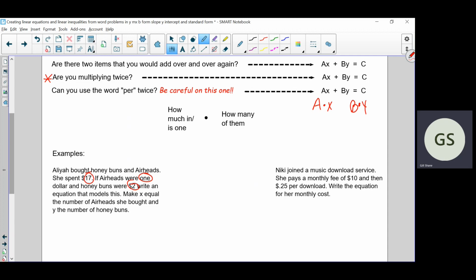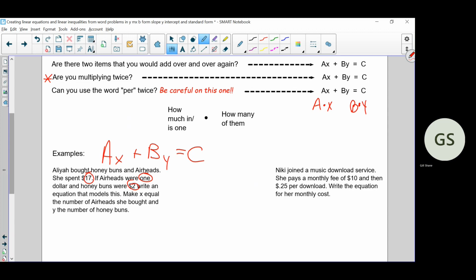Well, every time I buy an airhead, I'm going to multiply that times 1. Every time I buy a honey bun, I'm going to multiply that times 2. So yeah, I'm multiplying twice in that. So now I'm really sure this is the format. If you ever can figure out that it's in this format, that shouldn't be real hard to do the equation from.